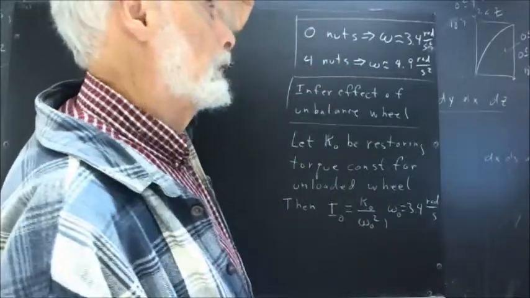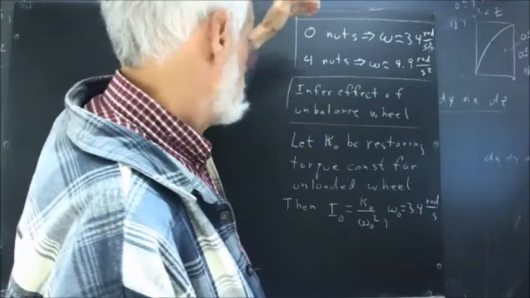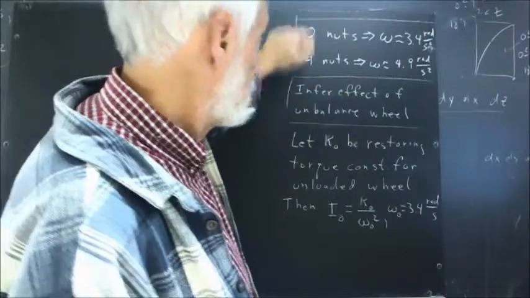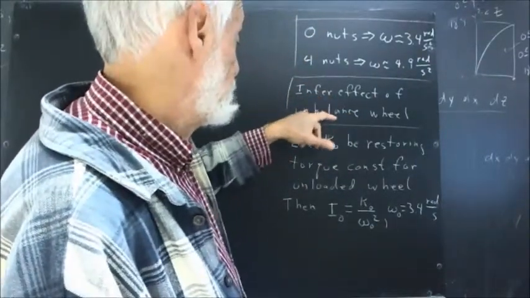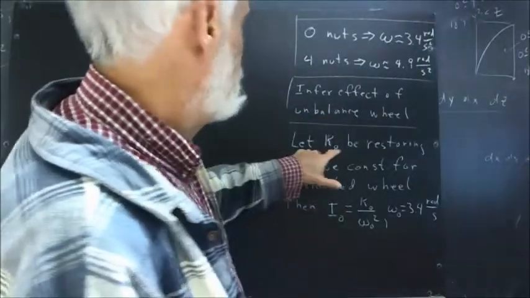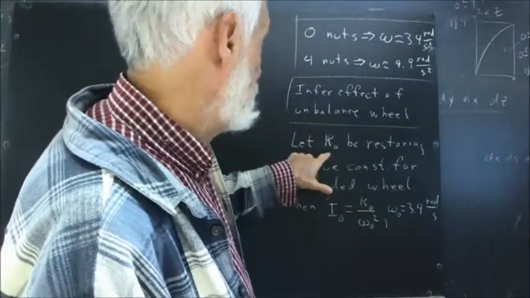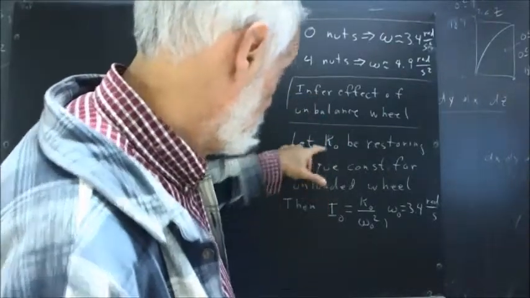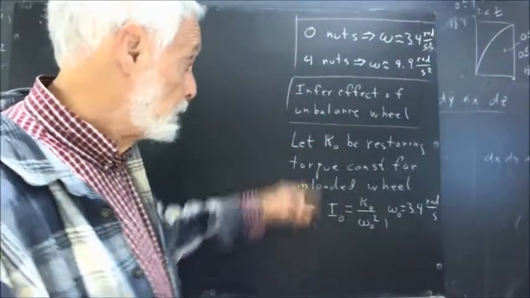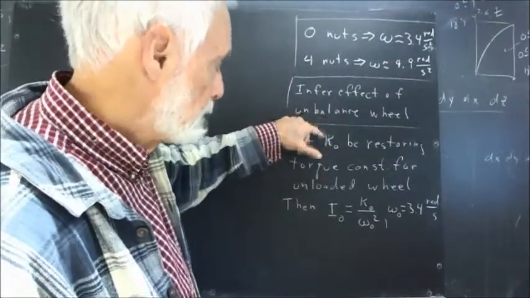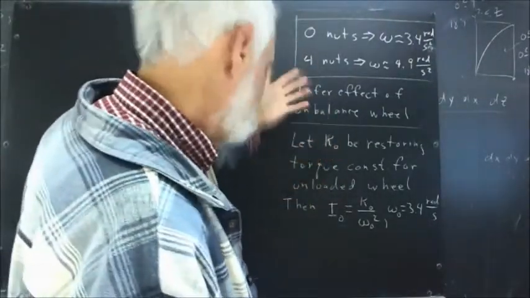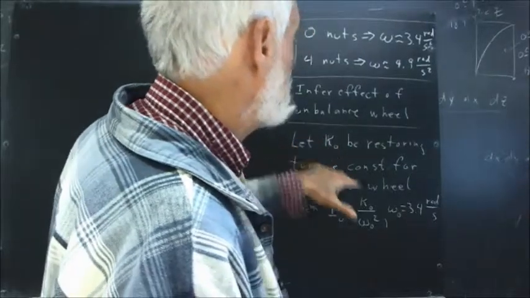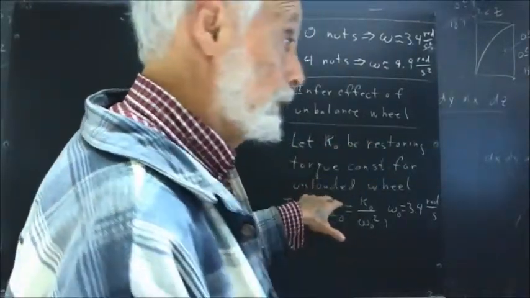Now, from all this data, we want to infer the effect of the unbalanced wheel and get a better estimate of our moment of inertia. So if we let kappa naught, I'm going to use kappa now instead of K, since I'm doing this just on video and you don't have to worry about a blurry board. Although I had an eraser, I started with K, and so that kappa might be a little bit difficult to see. Not a big deal. Okay, we're going to let kappa naught be the restoring torque constant for the unloaded wheel.